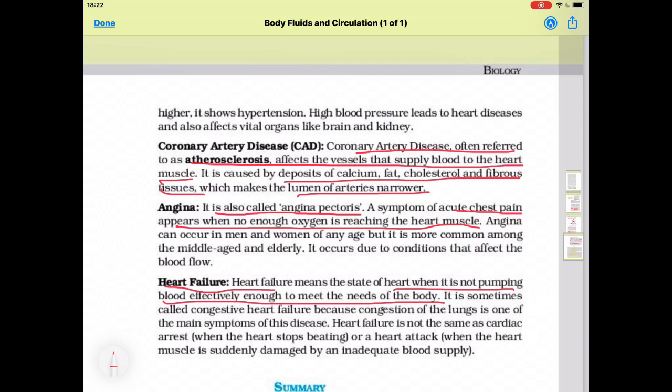Heart failure is not the same as cardiac arrest. In cardiac arrest, the heart stops beating; it will not pump blood. Nor is it a heart attack. In a heart attack, the heart muscle is suddenly damaged by an inadequate blood supply. The heart muscles are not getting sufficient blood supply, sufficient oxygen. So this condition is heart attack. And when the heart stops beating, it is cardiac arrest.